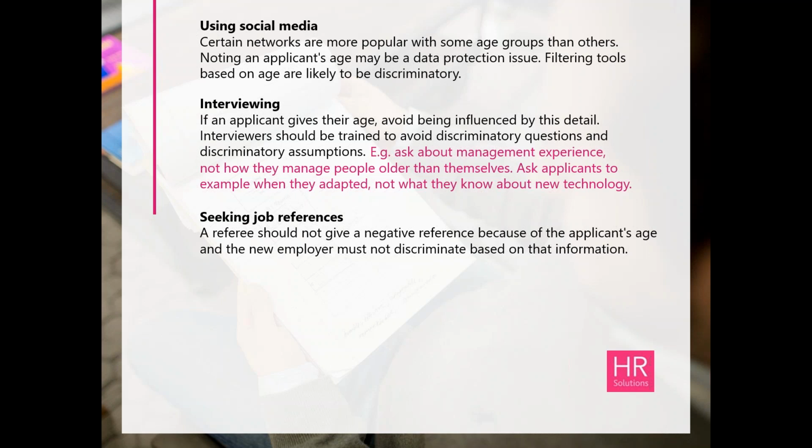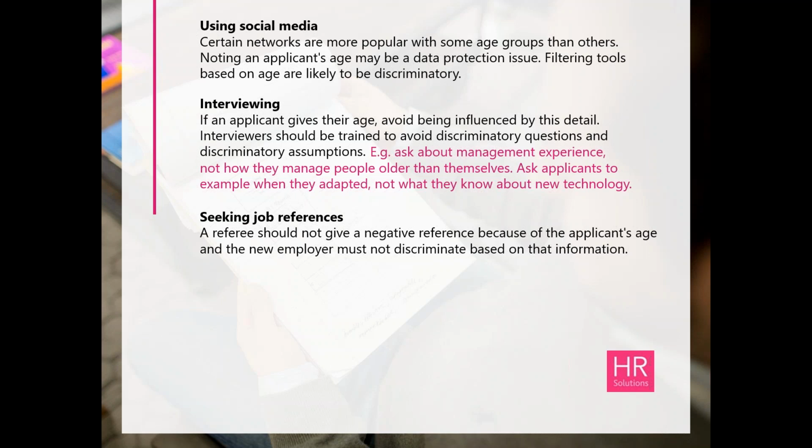When seeking job references, so a referee, and this applies to us if we're acting as a referee, we should never give a negative reference that's subjective anyway, but certainly not a negative reference that is based on an applicant's age. Okay, we should be objective. We're talking about their capability. We're not assuming that any of that is linked to their age. If you do get a negative reference that's because of age, then you must not discriminate based on it.